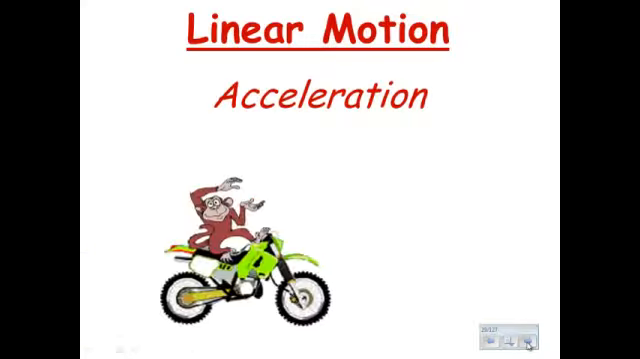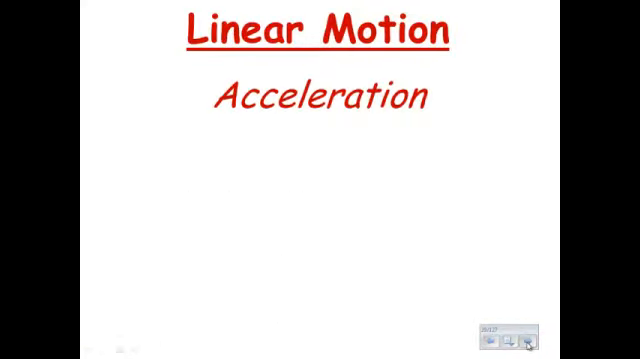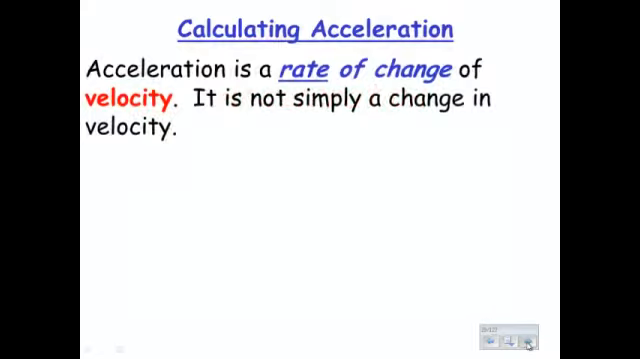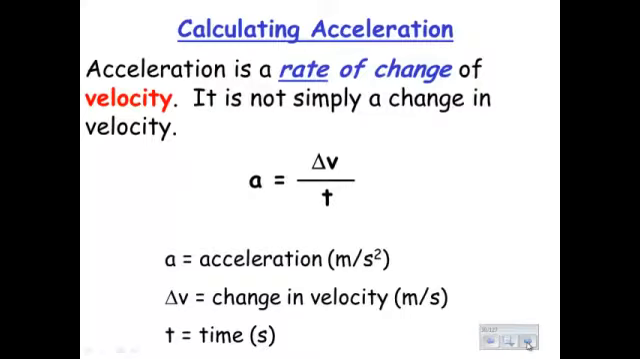Today's lecture will be about acceleration. When calculating acceleration, acceleration is equal to the rate of change of your velocity. In order to calculate that, you would take the change in velocity, so final velocity minus initial velocity, divided by time. Velocity is measured in meters per second, time is measured in seconds, and acceleration would be measured in meters per second squared.